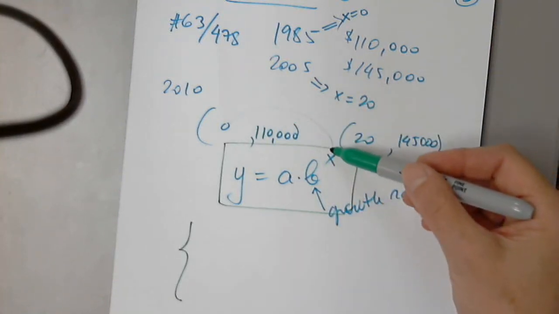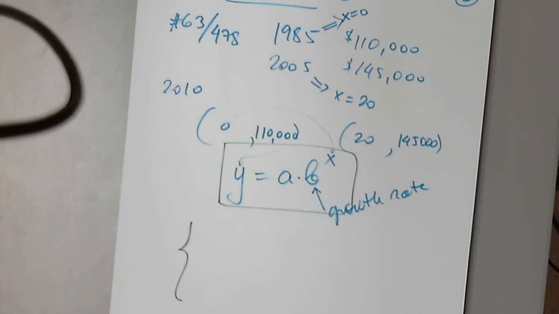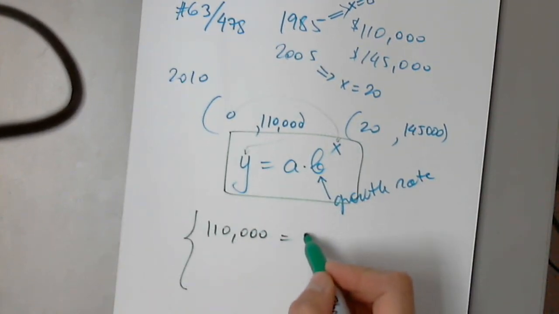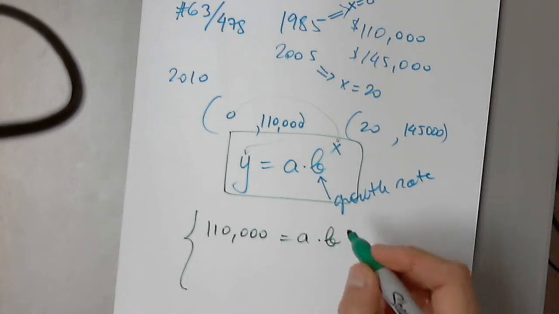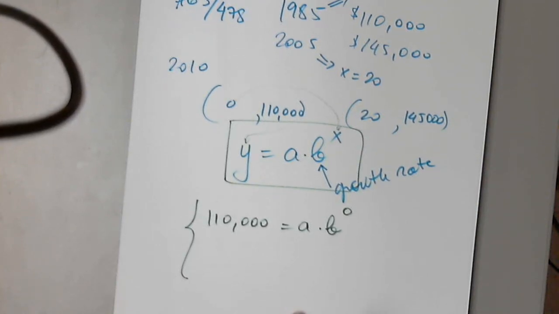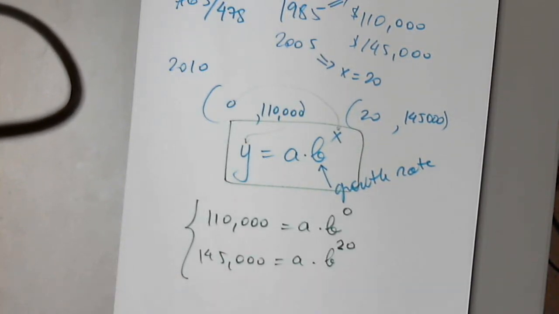When x is 0, y is 110,000. So 110,000 equals a times b raised to 0. Can anyone give us a second equation with a second point? Yes, please. 145,000 is equal to a times b to the 20. Excellent. So we're going to solve these 2 equations and get a and b.